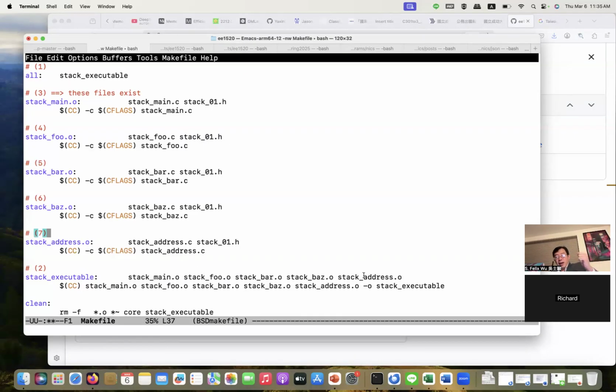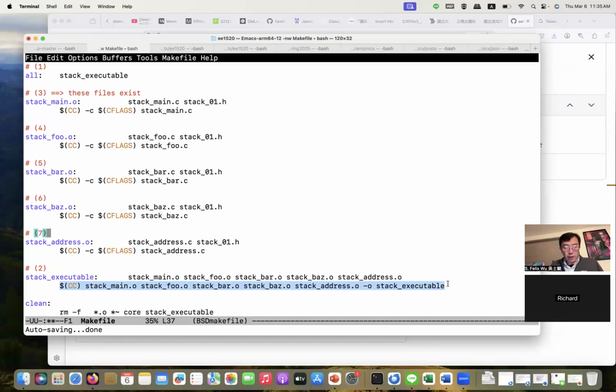So by triggering rule number three to rule number seven, this corresponds to the five dependency targets that are actually specified in rule number two, stack executable. After you have done three, four, five, six, and seven, that means you already generated these .o files. Then you're going to execute this particular action, which is linking all these .o files together, and then come out with the stack executable as the final output.